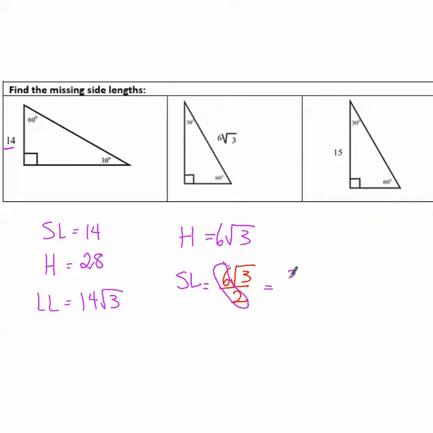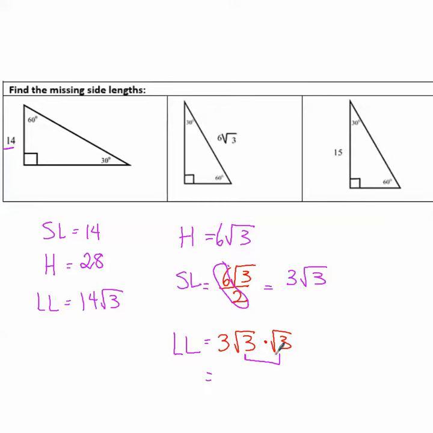Then for your long leg, you take your short leg, 3 square root of 3, and multiply that by square root of 3. Square root of 3 times square root of 3 is square root of 9, which is just 3. And 3 times 3 is 9. So we found them all: 6 square root of 3, 3 square root of 3, and 9 for the long leg.